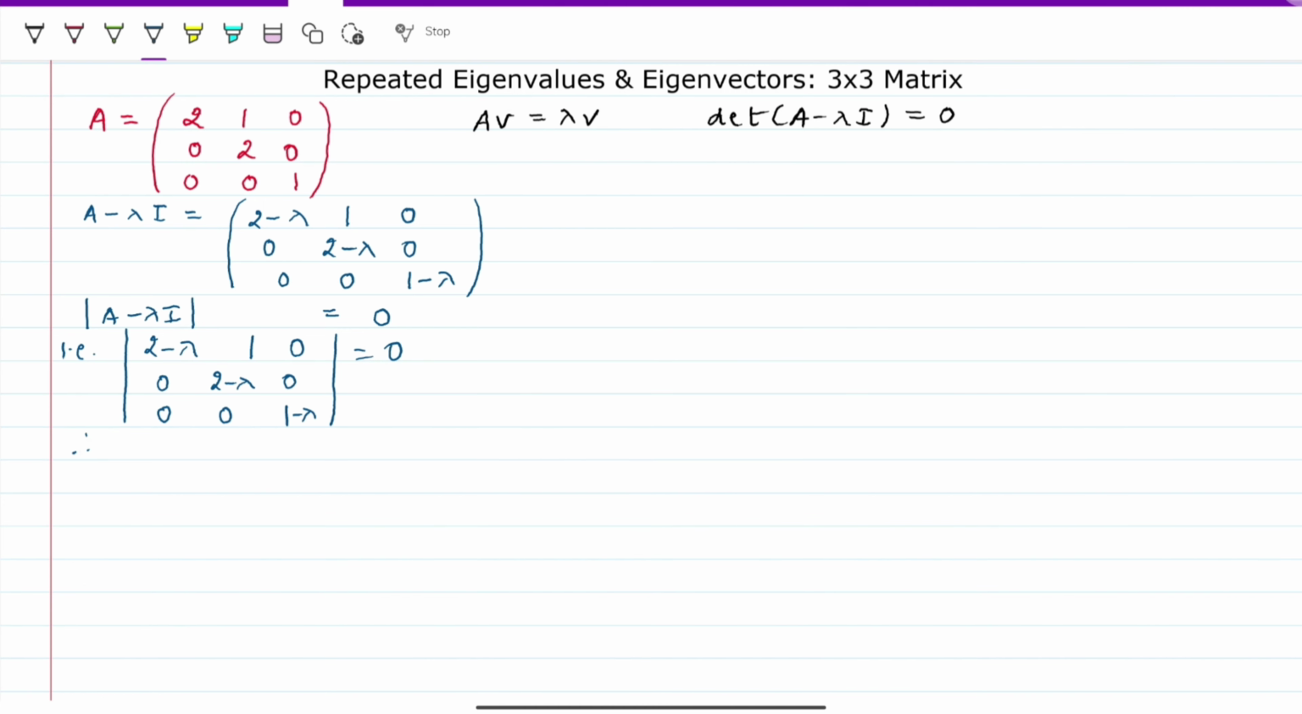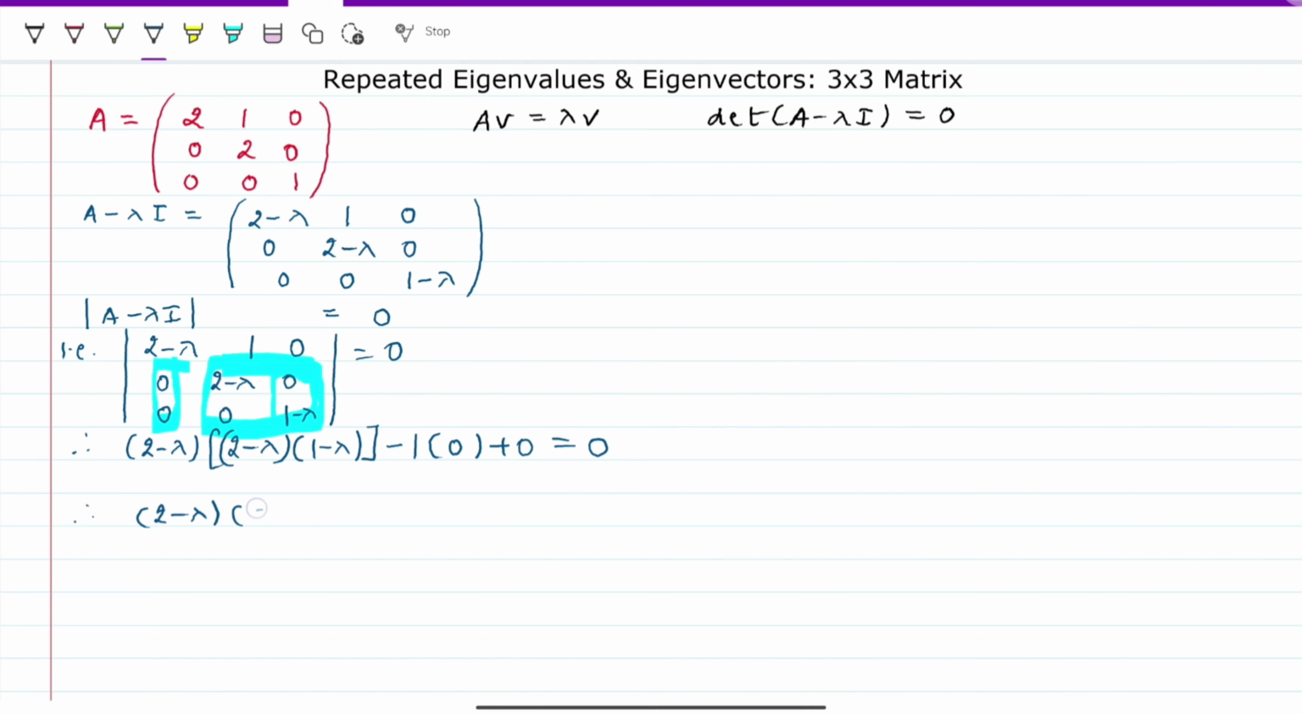Solving this gives us 2 minus lambda multiplied by the determinant of this minor matrix, which is 2 minus lambda times 1 minus lambda minus 0, and then we have minus 1 times the corresponding minor, which is 0, plus 0 is equal to 0. Simplifying, we get 2 minus lambda, 2 minus lambda, 1 minus lambda is equal to 0, and this gives us lambda is equal to 2, 2 and 1. It can be seen that A has 2 as a repeated eigenvalue and the other eigenvalue is 1.